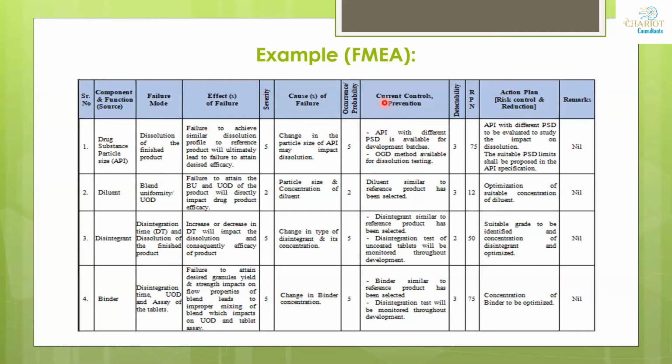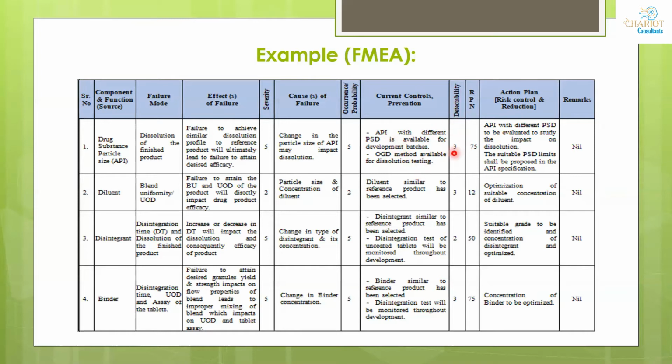Then you need to say what your current controls or preventives are, because whenever you are doing FMEA, you need to put the effect of failure, the causes of failure, and your current control measures. So for control measures, you will say that API with different PSD is available for development batches, and there is a method for dissolution testing. What are the controls that you are putting in place at present? You have different API particle sizes to evaluate, and you have a particular dissolution method to see whether the product is failing or not. So these are your current control measures.